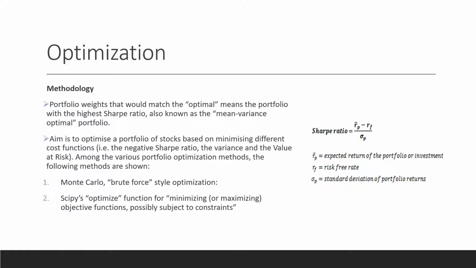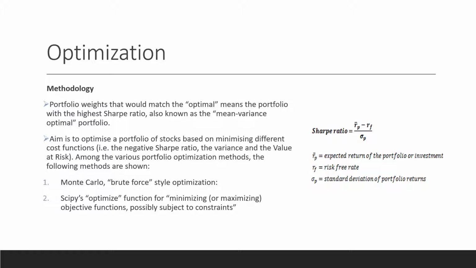Now coming to the final part, the optimization. So the methodology behind this is that the portfolio weights that would match the optimal, that is the highest Sharpe ratio, and have the mean variance optimal portfolio is the best portfolio. As seen, Sharpe ratio is the ratio between the difference in the expected return of the portfolio investment with the risk-free rate by the standard deviation of the portfolio returns.